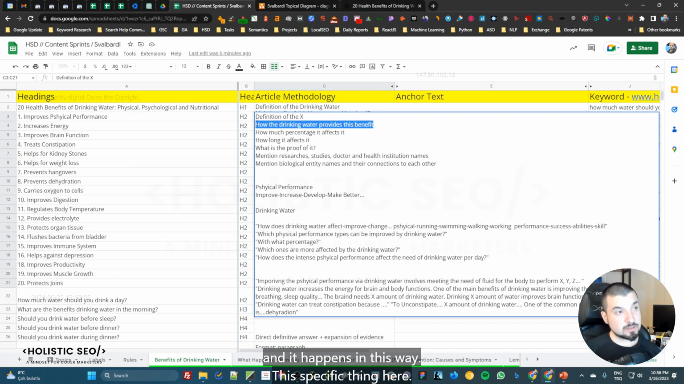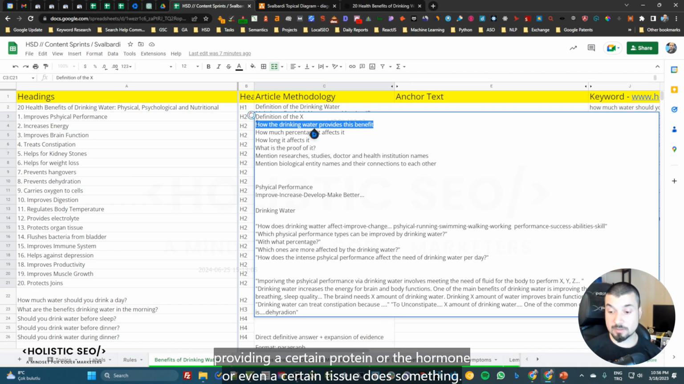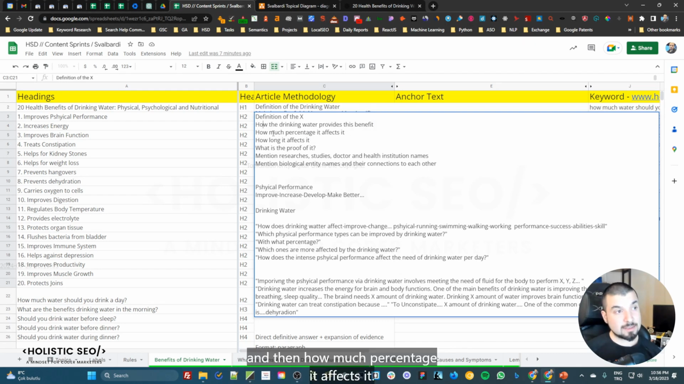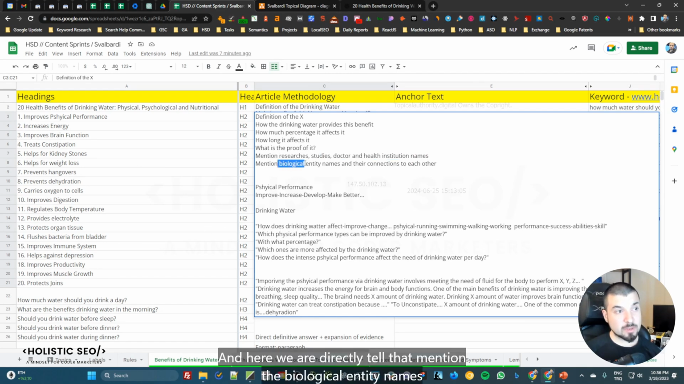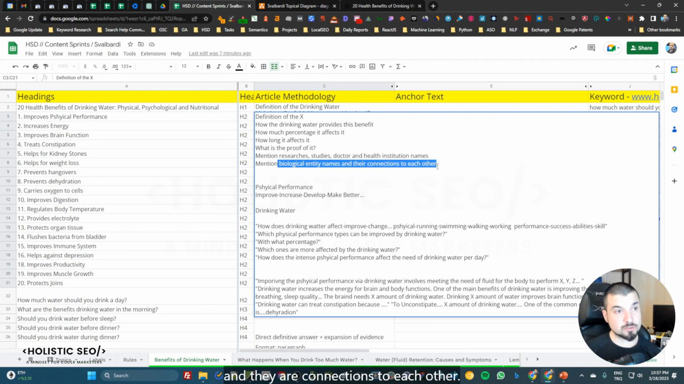This specific thing here, it reflects a process. All the steps, all the minor sections, like even providing a certain protein or the hormone or even a certain tissue does something. We will need to write all these things with the scientific terms. Then how much percentage it affects it. Basically, after what kinds of percentage this benefit appears, how long this benefit lasts, and what is the proof for that. What kinds of researches, studies, doctors, and health institutions state this. And here we directly tell them to mention the biological entity names and their connections to each other.